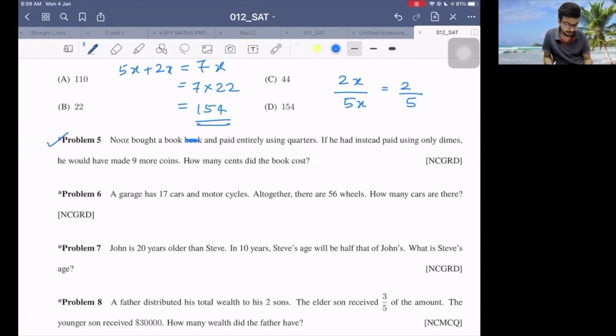Question number 5. Noose bought a book and paid entirely using quarters. If he had instead paid using only dimes, he would have needed 9 more coins. How many cents did the book cost?